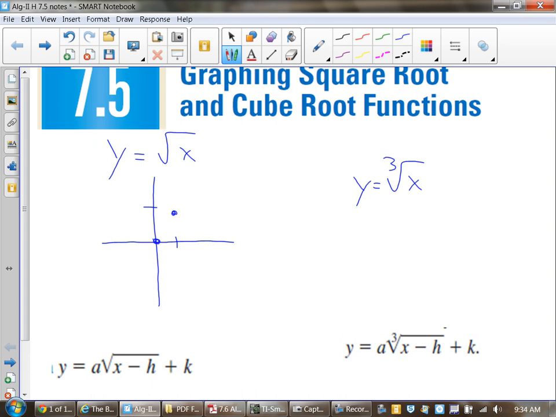What's the next perfect square? 4. If x is 4, y is 2. And so on and so forth. So the curve looks like this. It just continues. What I've done there is I've plotted just a couple of perfect squares.